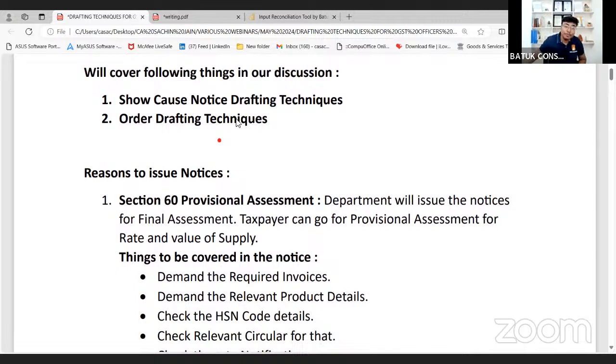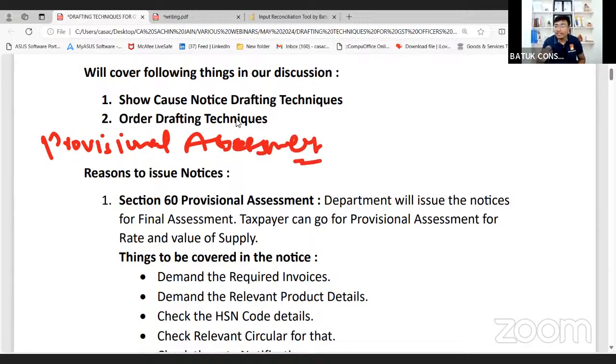So first, provisional assessment. Is there a requirement to discuss this provisional assessment briefly as well? क्या मुझे प्रोविजनल असेसमेंट को भी ब्रीफली डिस्कस करना है क्या? जस्ट कमेंट में इन द चैट बॉक्स.